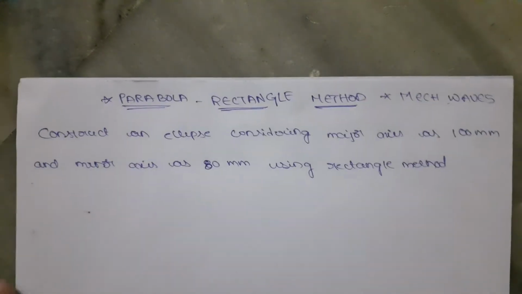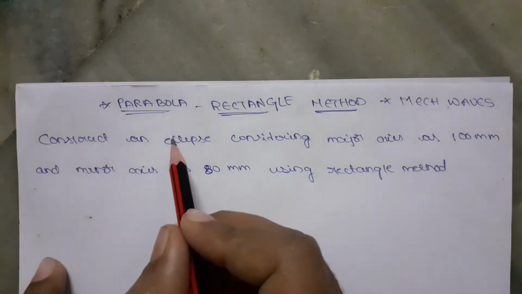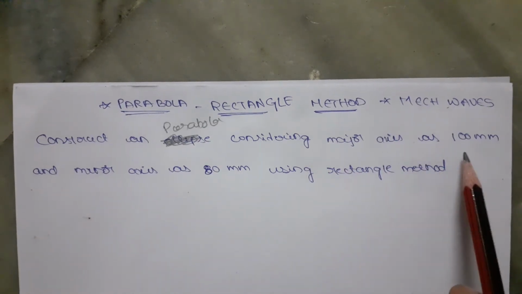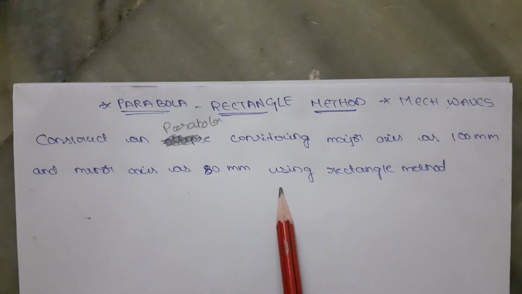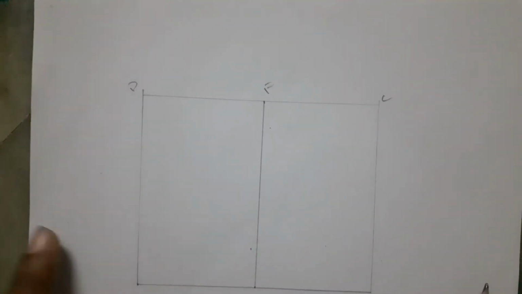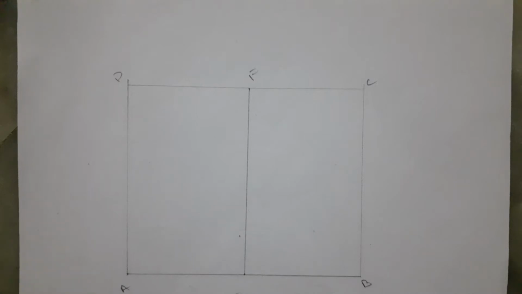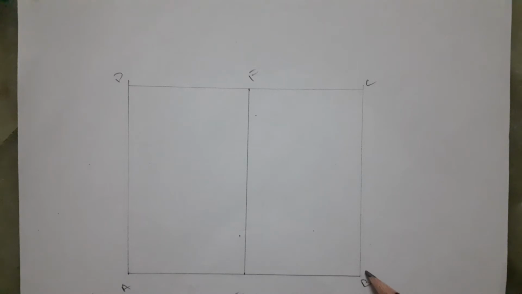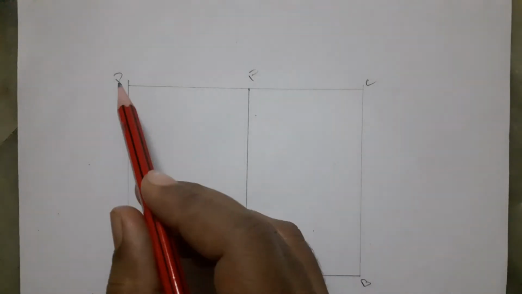Here the question will be asked like this: construct a parabola considering the major axis as 100 mm and minor axis as 80 mm using the rectangle method. So here the major axis and minor axis are given. Taking the major and minor axis, construct a rectangle. This is the major axis, equal to 100 mm, and this is the minor axis, equal to 80 mm. Mark the rectangle as A, B, C and D.